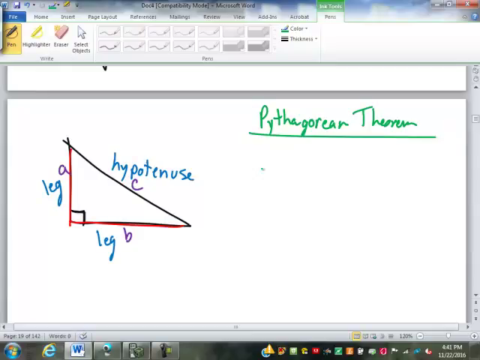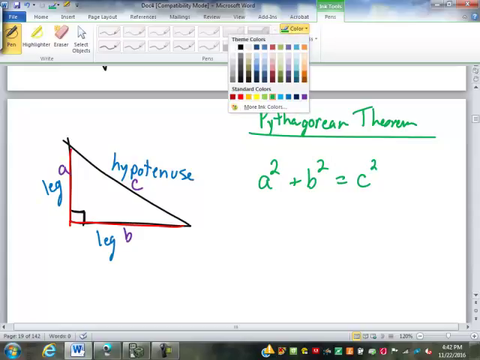And the Pythagorean theorem states that in a right triangle, the length of side A squared plus the length of side B squared is going to equal the length of that hypotenuse squared. Most of you, I'm sure, have either seen or heard of that one before, right? A squared plus B squared equals C squared.